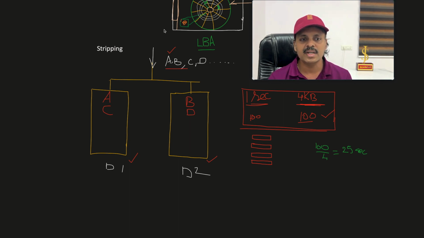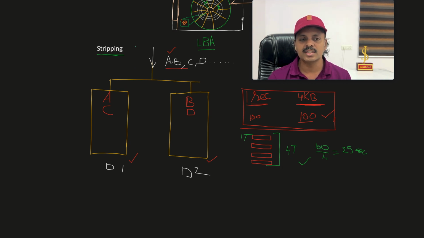The advantage of striping is the whole space will be available. If I am using 4 disks and each disk size is 1 terabyte, for example, the total size is 4 terabytes. Space is not wasted. And my performance is really increasing, both read and write performance.